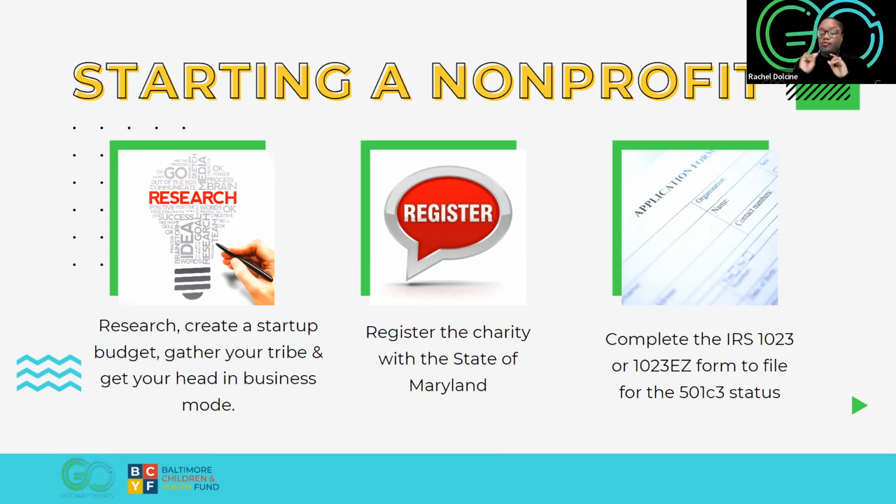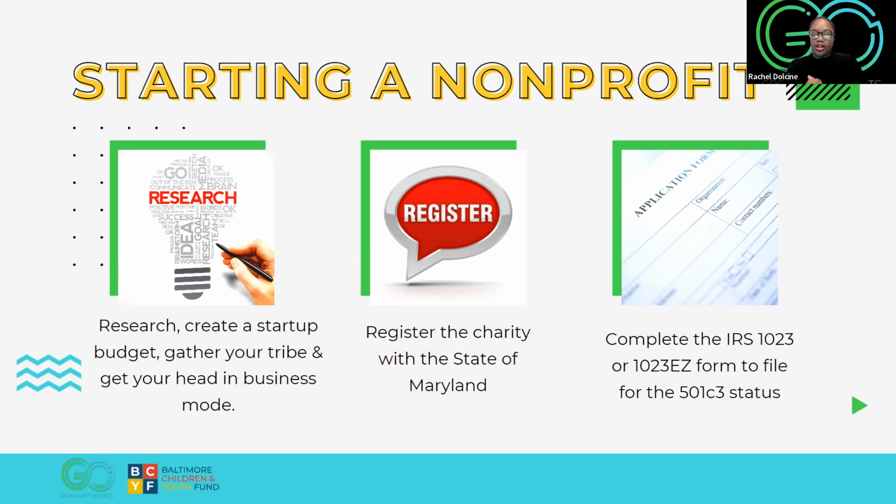First, you register the charity with the state of Maryland, and you also get an EIN number during this process. Once the state of Maryland has said, yep, you're good to go, you are now a registered charity, that does not mean that you are tax exempt or tax free. Nope. Charity is just another business option in the state of Maryland. This does not make you tax free or tax exempt.